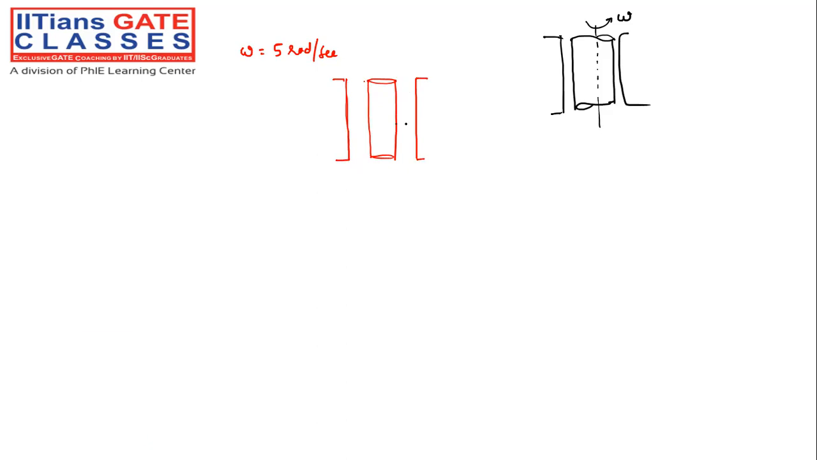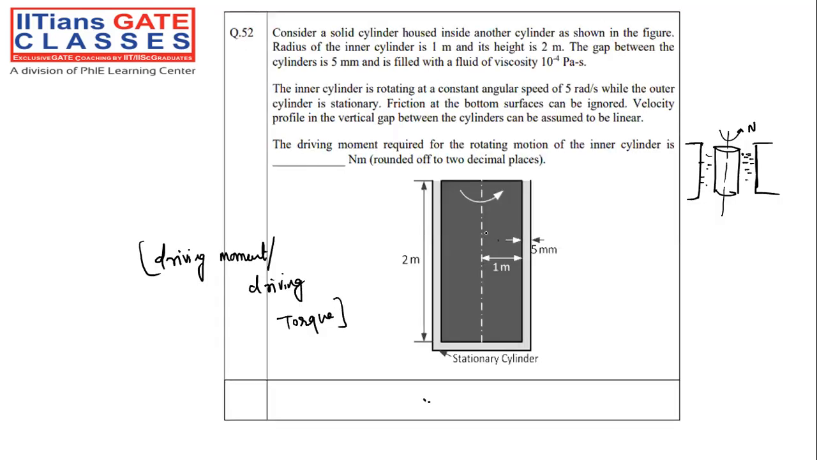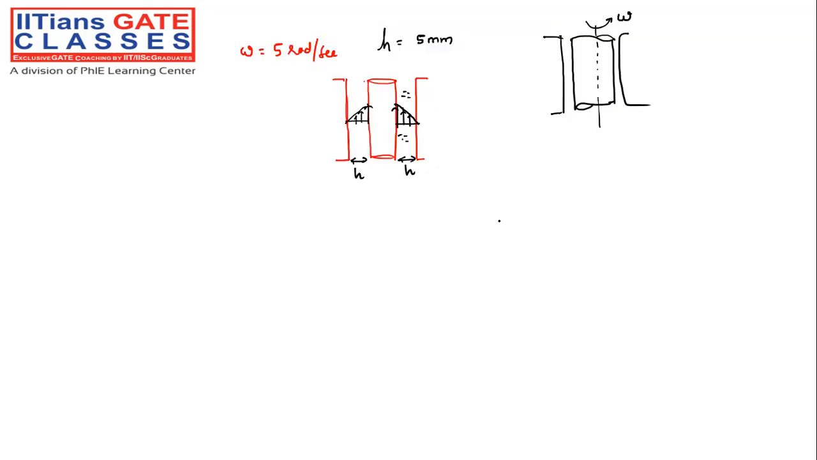now the gap has been given in the problem, and in the gap they have mentioned that they are making a linear velocity profile. The velocity profile between the gap is linear. And the gap they have mentioned is H, 5 mm. Again, we can verify 5 and 5, right? Viscosity of the fluid, they have given 10 to the power minus 4 Pascal second. There's no problem in that, right?